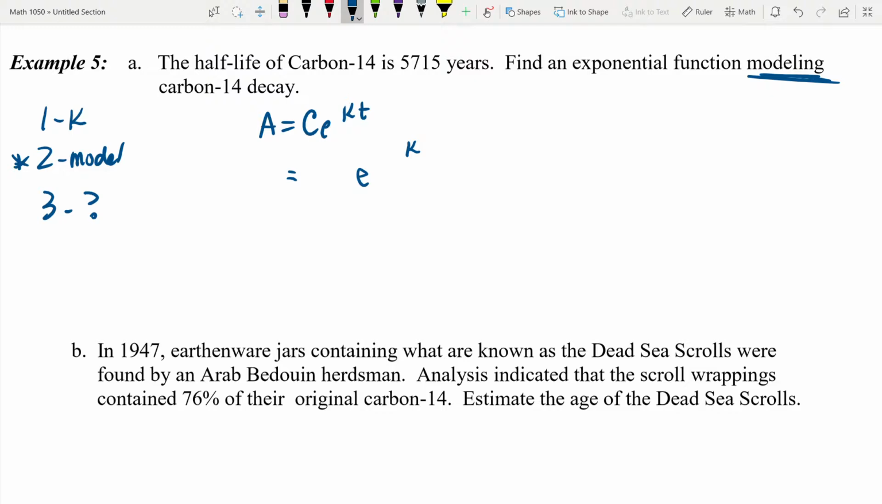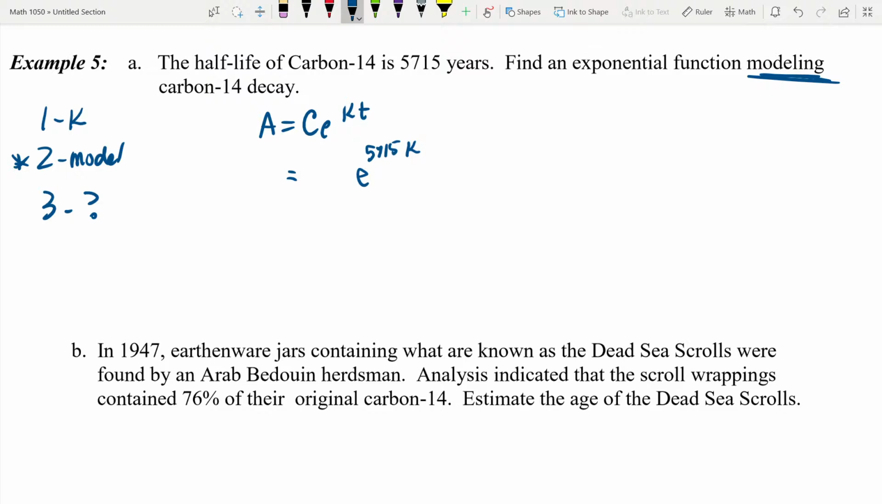Carbon-14, I mean, you guys would never do this. You don't use the number 14, obviously. That's part of the name, right? So you would never use the 14. They do give me 5,715 years, so I'm going to put that in for time. That's the half-life. So you guys know this from science.